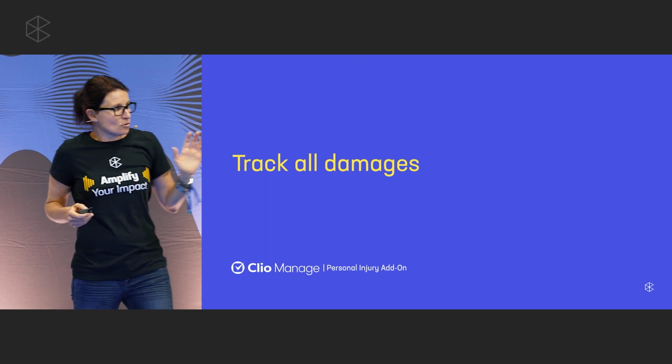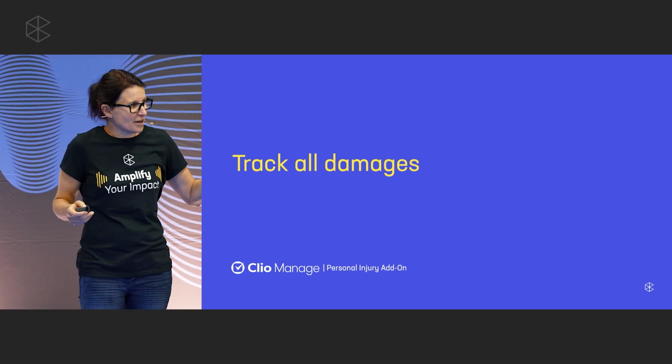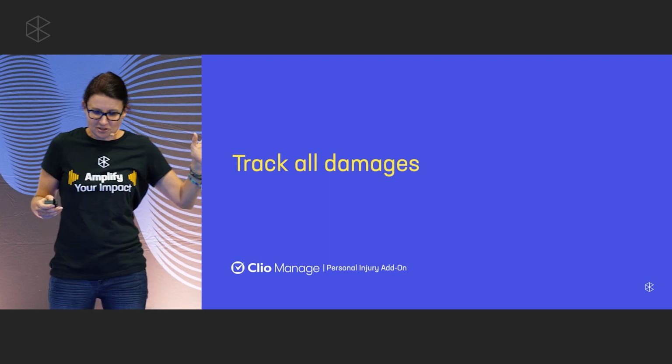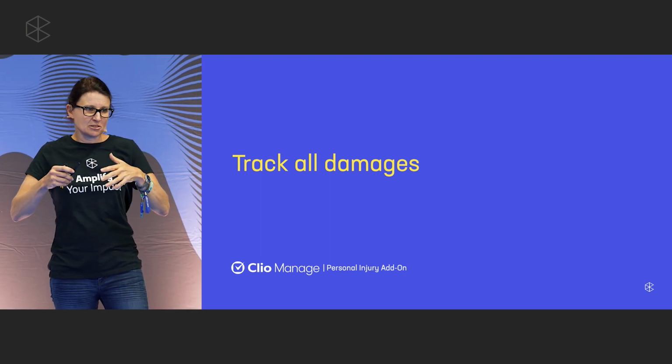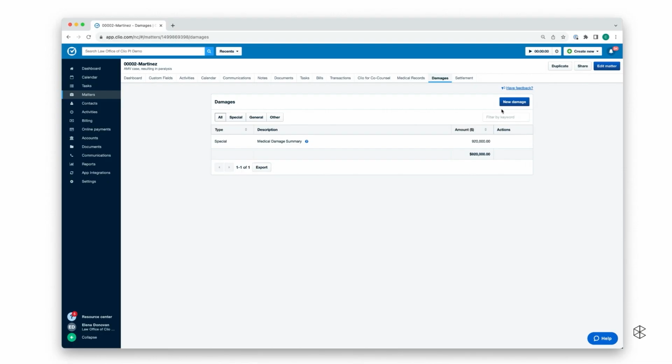So now that you have all of your medical records and bills and you're tracking that and you've entered all of your values, we can now go and look at tracking my damages as a whole. So we have a new damages tab, and you'll see straight away all of your medical bill values are being summarized and plotted into the top of the table.